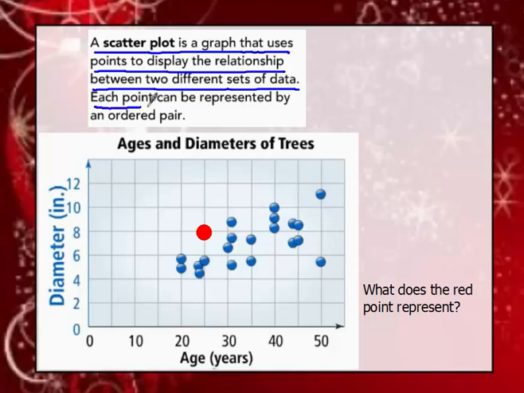So it says up here, each point can be represented by an ordered pair. Each one of these dots is a tree that we've collected data on. Like this one right here is a tree that's 50 years old, and it's approximately 5.5 inches in diameter. Whereas this tree is 50 years old, but it is 11 inches in diameter. So it's data that we're looking at, but we do see a general trend in our data. As the tree gets older, it seems to be larger. And that's what we're looking for when we deal with scatter plots. Is there a relationship?